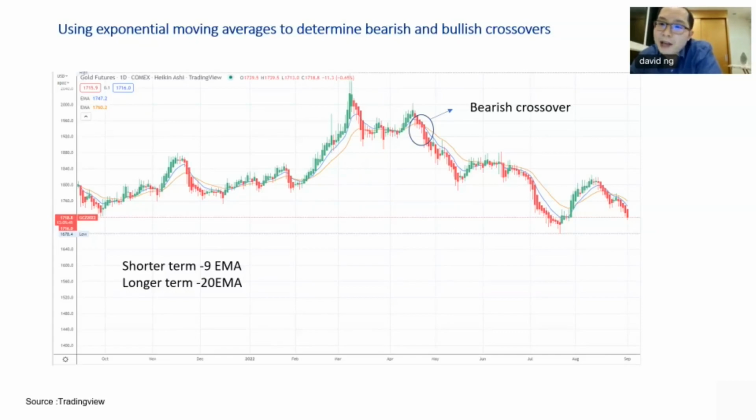So if you see red Heikin-Ashi bars with a bearish crossover on your EMAs, that will be a very good position for you to take an entry to short the market. Vice versa, if you see a bullish crossover on EMAs together with green Heikin-Ashi bars, that will be a very good position for you to long the market.